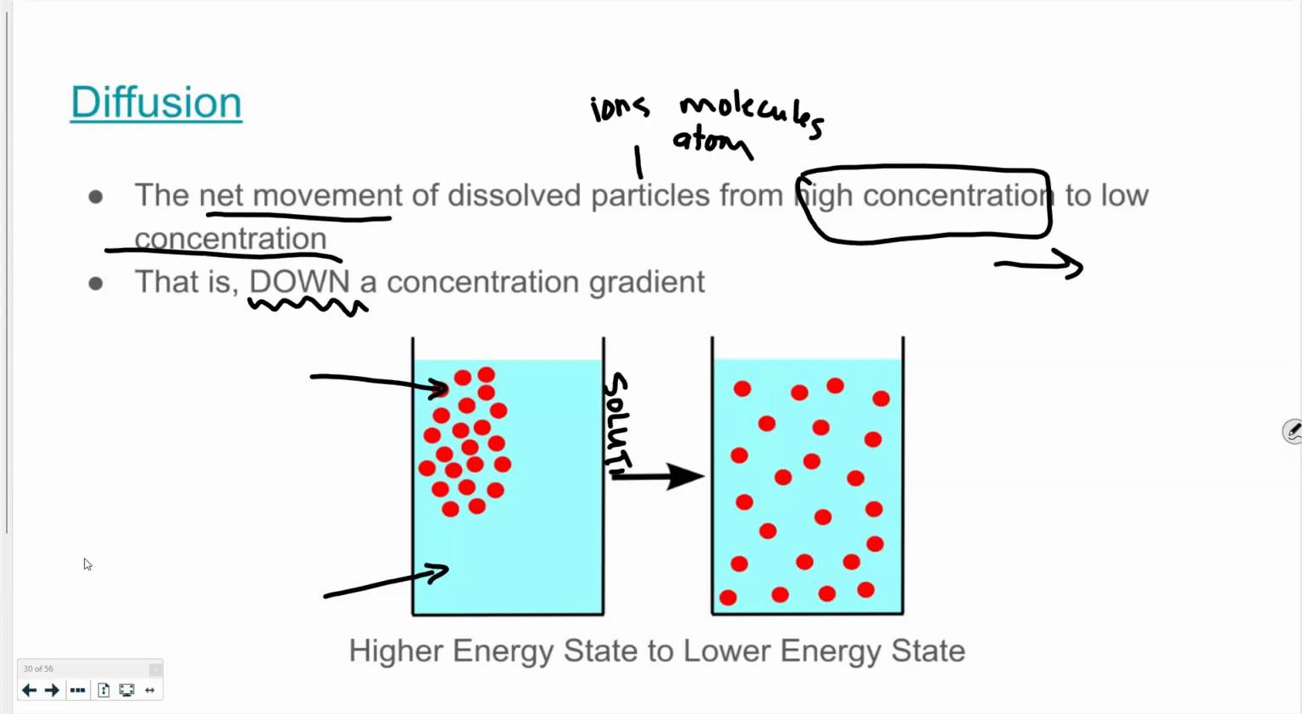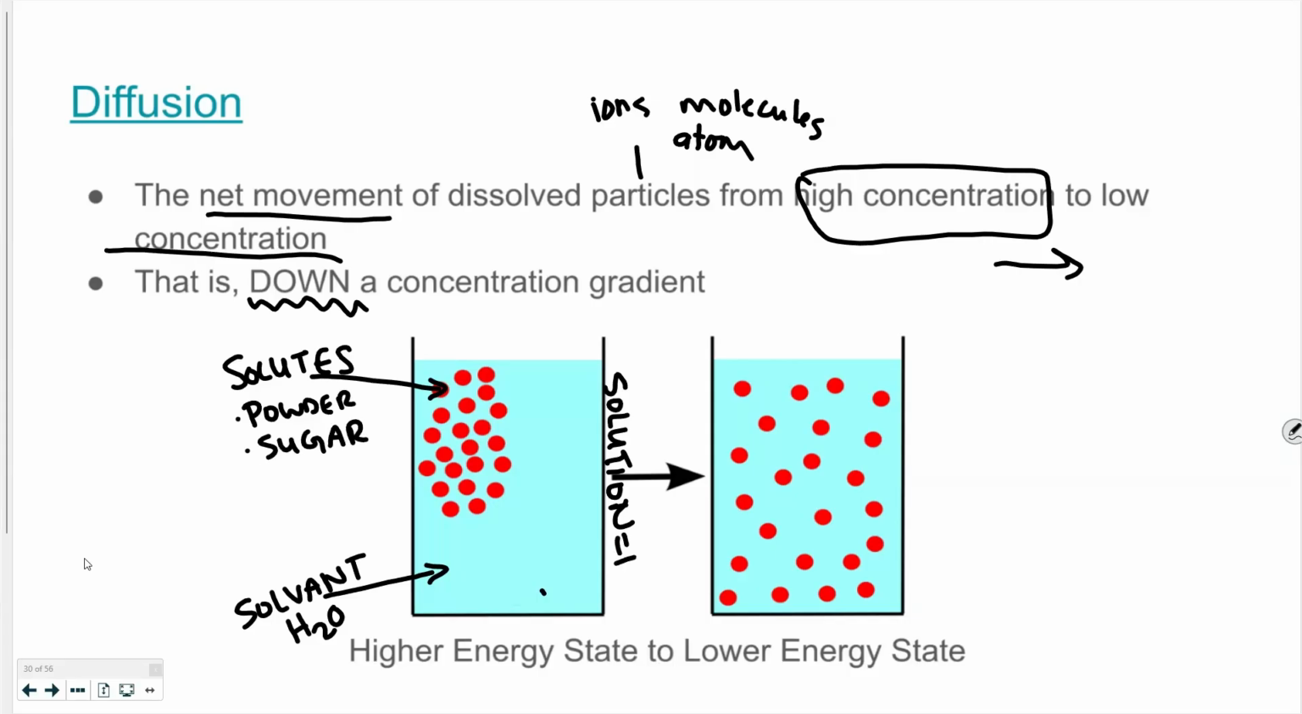A solution is composed of a solvent with solutes dissolved in that solvent. So if we're using Kool-Aid, the water is the solvent. Our solutes, if we're making Kool-Aid, are the Kool-Aid powder and the sugar. And our solution is Kool-Aid.